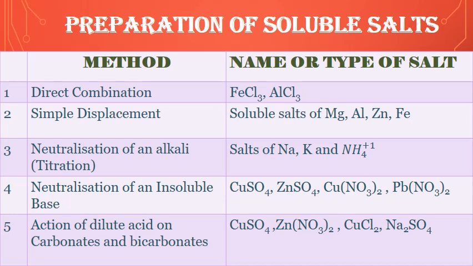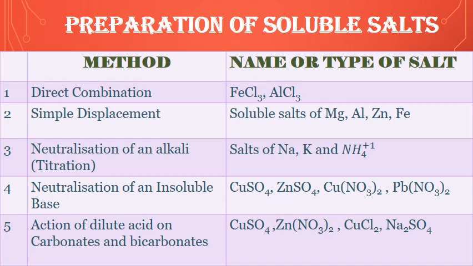The next method, simple displacement. We use this method for preparation of soluble salts of magnesium, aluminium, zinc, iron. Or we can say the MAZI group of salts. So MAZI for iron. That's a way of remembering the salts prepared.